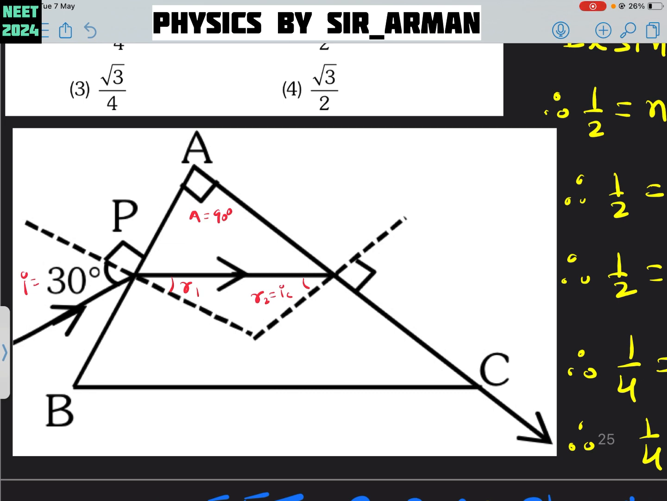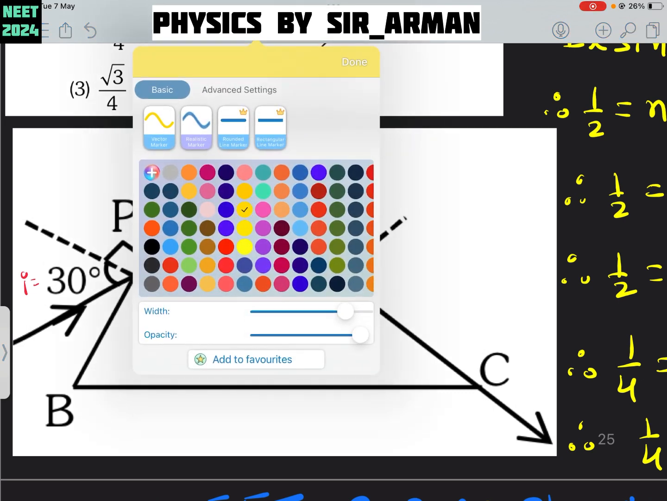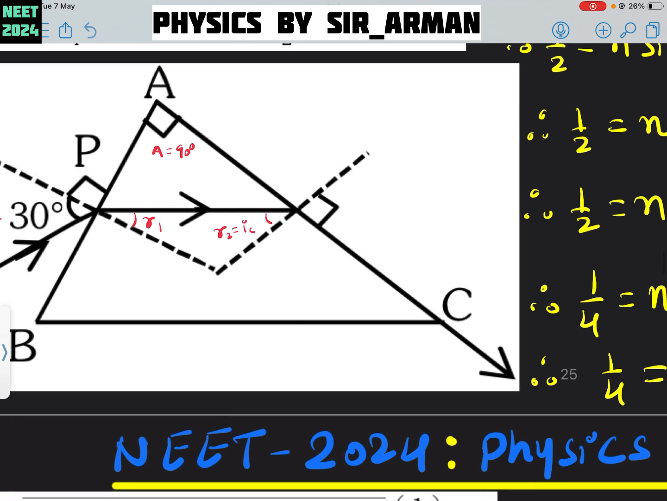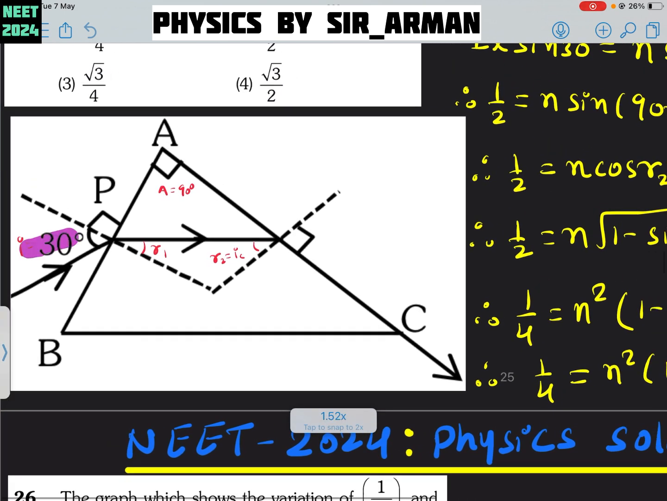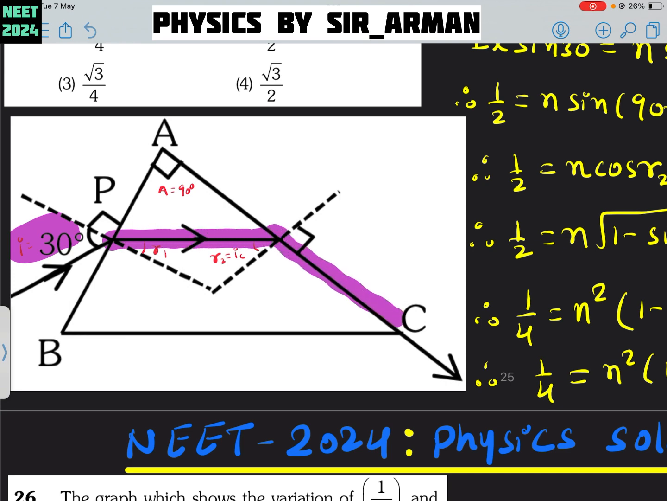So here a light is entering at an angle 30 which is labeled here, then it enters here and the light goes like this and it moves parallel to the surface. So when the light moves parallel to the surface, the angle of emergence is 90 degree, and also in the given question this angle is 90.